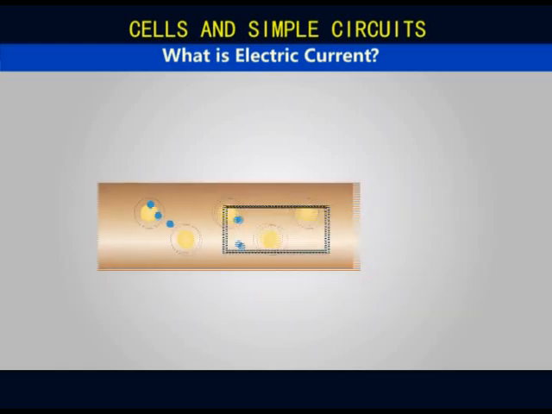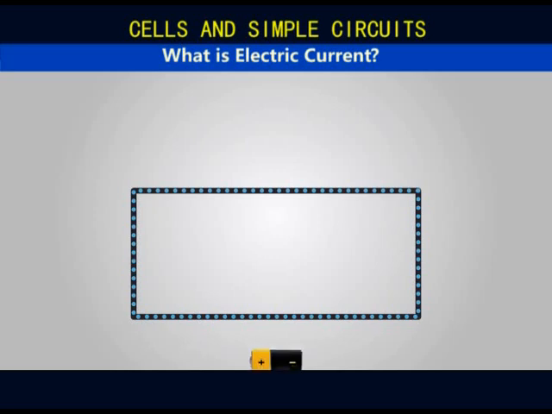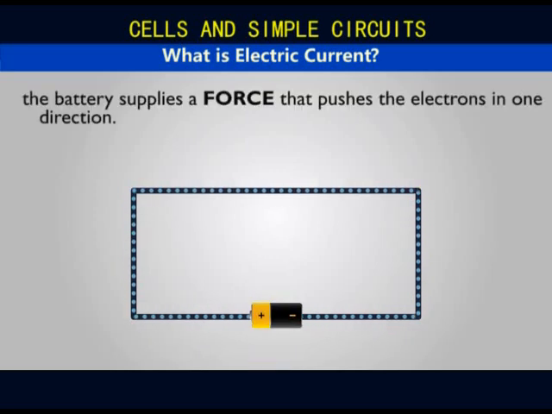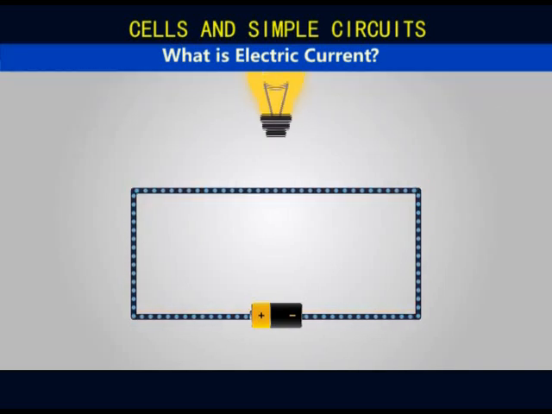Now, if we make a closed circuit by connecting a battery to the copper wire, the battery supplies a force that pushes the electrons in one direction, usually from the negative terminal to the positive terminal of the battery or cell. And if we add a light bulb to the circuit, the electrons will flow through it and cause it to light.